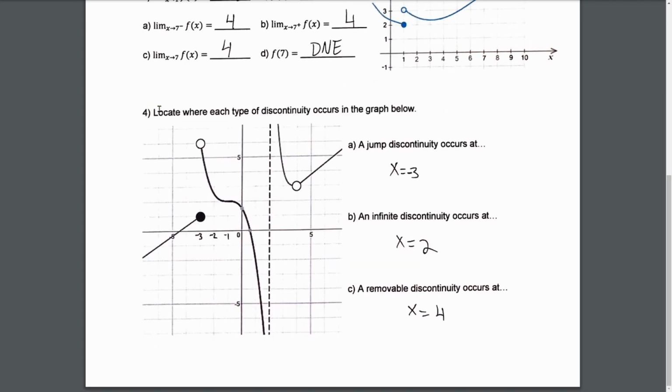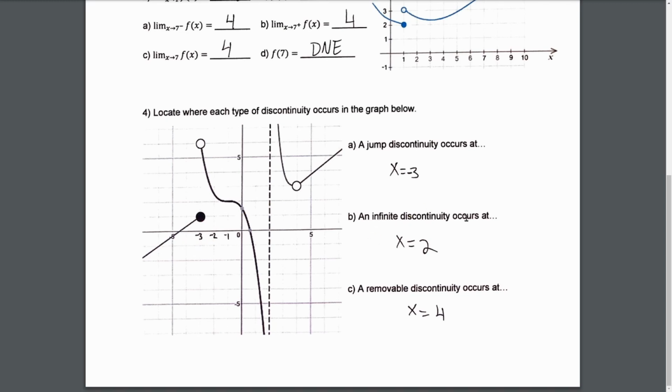So for this next one, we're locating where each type of discontinuity occurs in the graph below. So a jump discontinuity, this happens at x equals -3. So if we're drawing this graph, we'd have to put our pen on the paper and then we'd have to jump all the way up here to continue drawing this graph. So that happens at x equals -3.